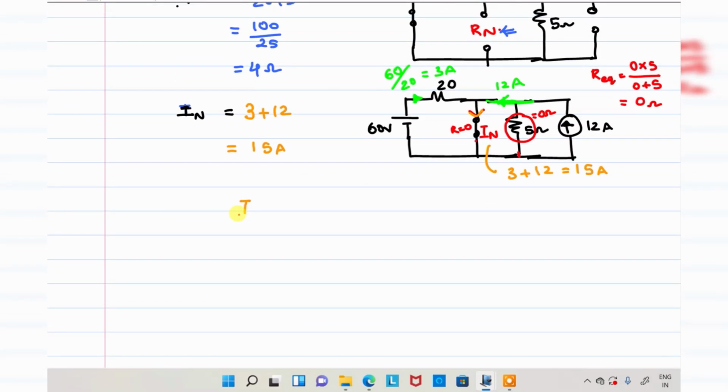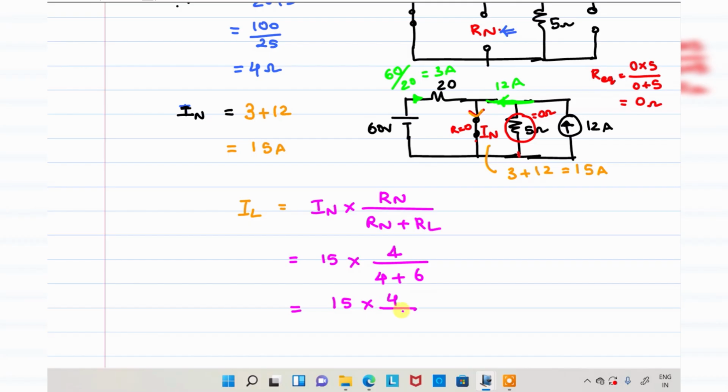You want the load current IL. To find the load current IL, the formula is Norton's current into RN divided by RN plus RL. That is 15 into RN value of 4 ohms, here 4 plus RL, which is 6. That will be 15 into 4 by 10, which will be equivalent to 6 amperes.